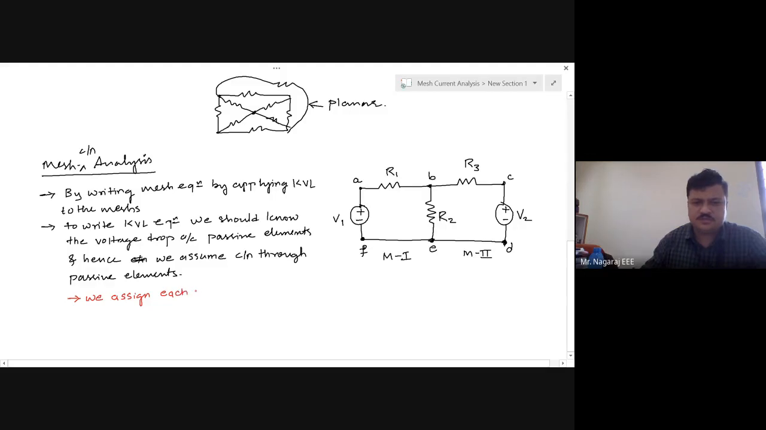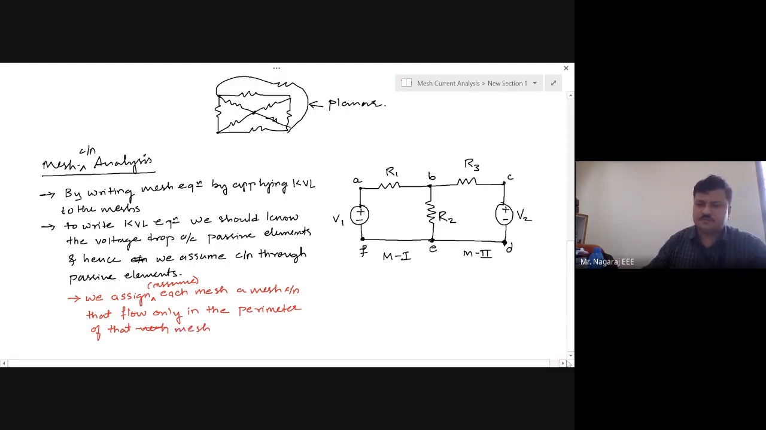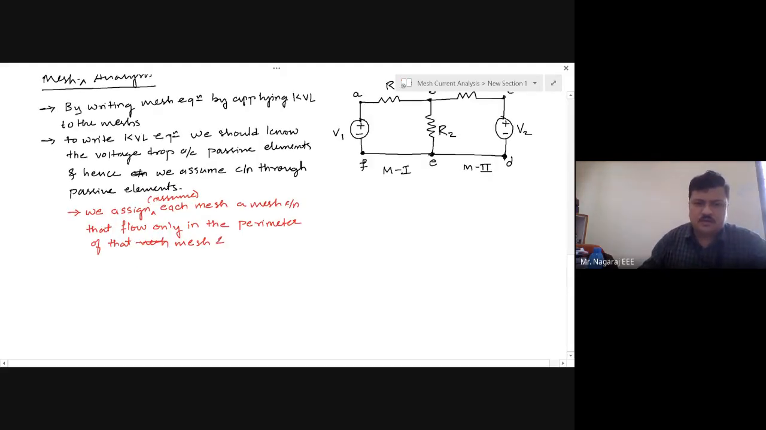each mesh a mesh current. We assign each mesh a mesh current that we assume to flow only in the perimeter of that mesh, and it will not cross the node.